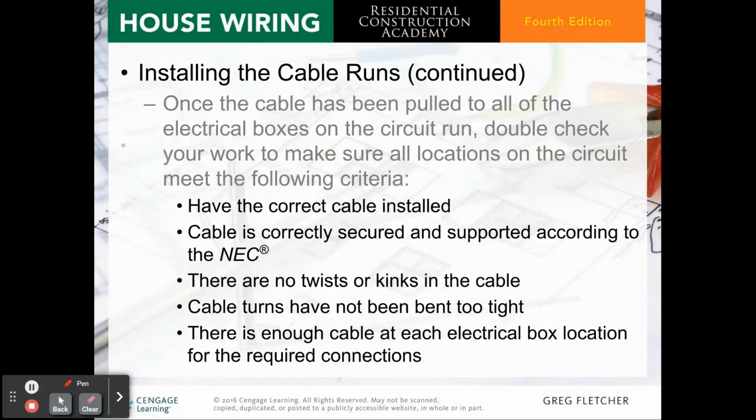Once the cable has been pulled to all the electrical boxes on the circuit run, double check your work to make sure all locations on the circuit meet the following criteria. Make sure that you have the correct cable installed. Cable is correctly secured and supported according to the NEC. There are no twists or kinks in the cable. Cable runs have not been bent too tight. There is enough cable at each electrical box location for the required connections.